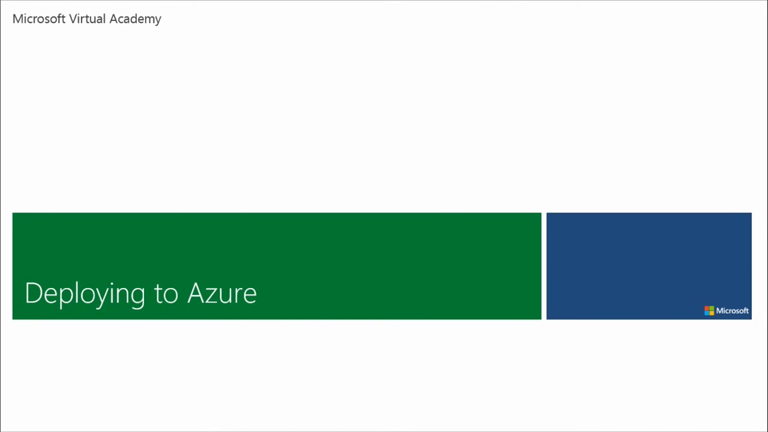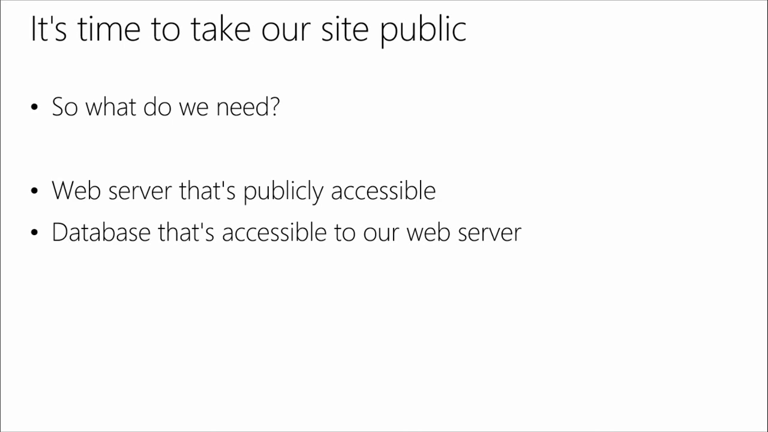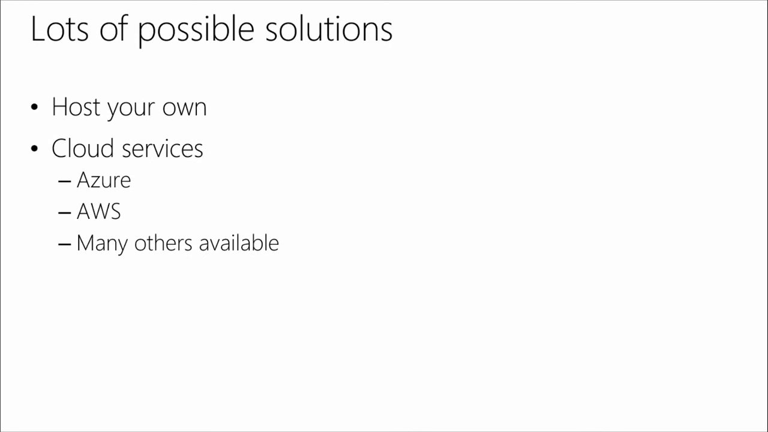Let's make this public, and let's deploy this out to Azure somewhere that we can take this public. So what are we going to need? Well, we're going to need a web server that's publicly accessible, and we're going to need a database that's accessible to our web server. Now, there's a host of possible solutions. You could stand up your own Apache or IIS box if you want to. Or you could use a cloud service. You could use AWS. You could use whatever.